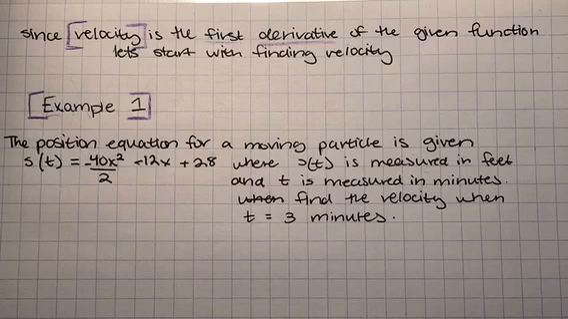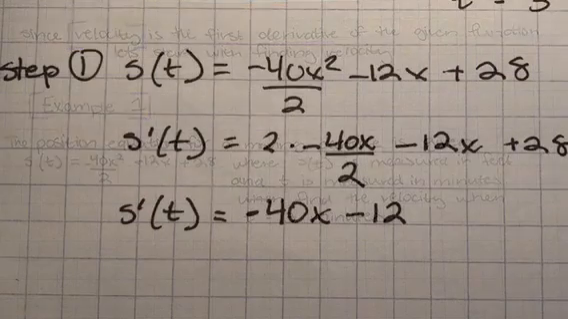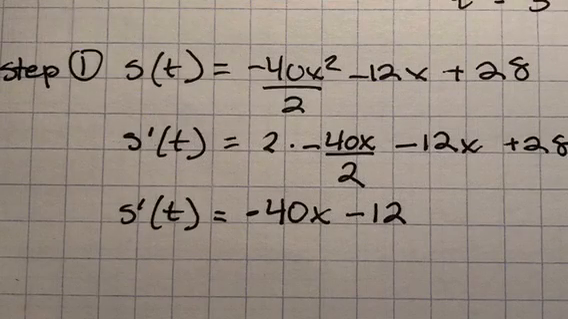Example 1. The position equation for a moving particle is given. s of t equals negative 40t squared over 2 minus 12t plus 28, where s of t is measured in feet and t is measured in minutes. Find the velocity when t equals 3 minutes. Step 1 in finding the velocity is to find the derivative. So the function is s of t equals negative 40t squared over 2 minus 12t plus 28.